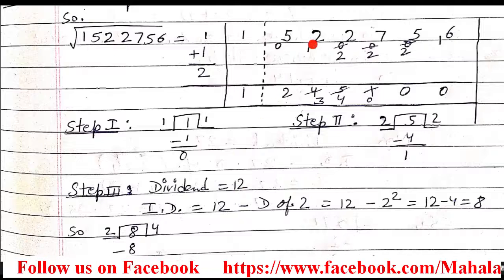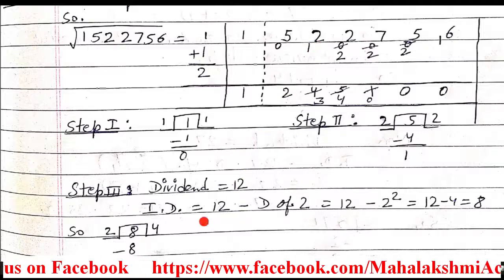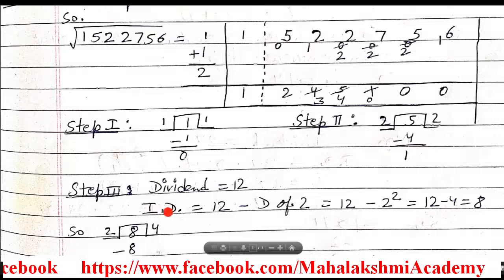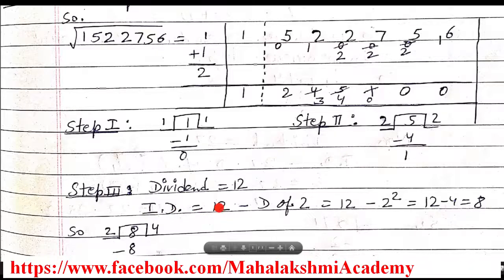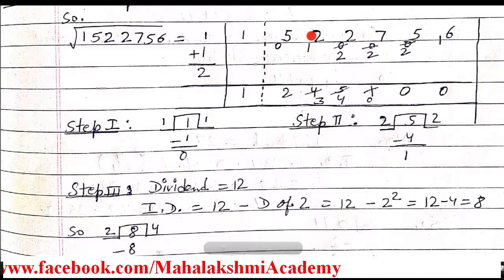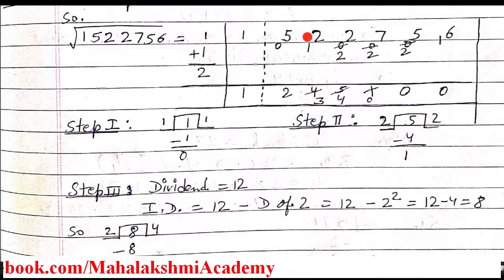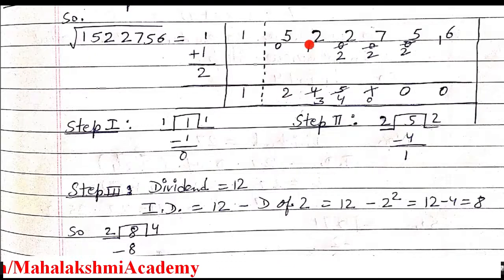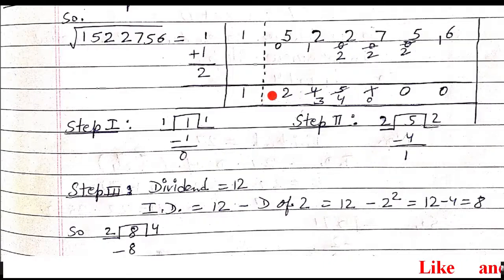Dividend is, how much is the dividend we obtained? 12. So ID means improved dividend. So improved dividend is 12 minus, so you just think because we entered here 2, so before this column, just imagine an imaginary line here. So before this column and after the dotted line, you have only 2. So D of 2, that is Dvandva of 2.